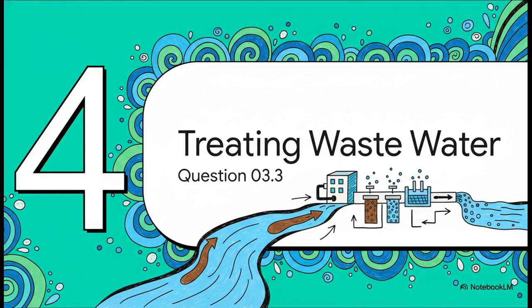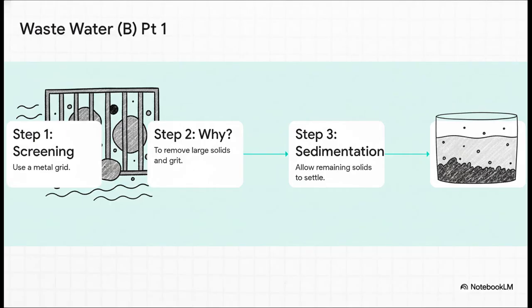Now let's jump over to the second part of the question, process B. This is all about what we do with wastewater, or sewage, before we can let it go back into the river. So for process B, the mark scheme shows us it starts with physical stuff. First is screening. Think of it like a giant metal sieve that catches all the big objects. Then you have sedimentation. You basically just let everything settle.